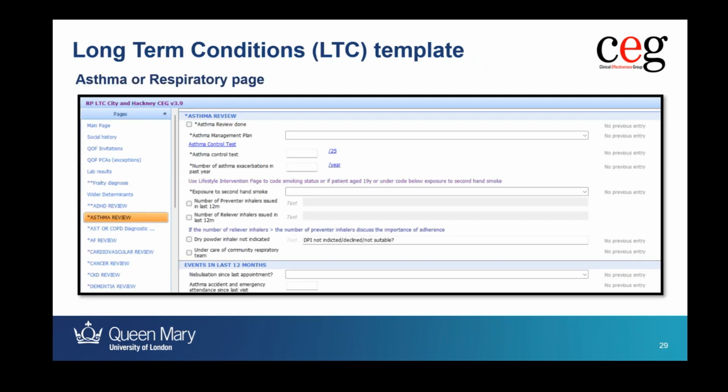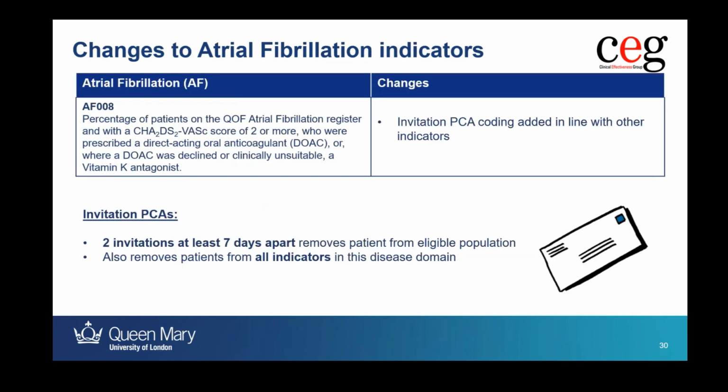Next slide. So here's just a screenshot of the LTC template page for asthma, or the respiratory page. On here, you'll be able to find all of the payment codes that you need to record for the asthma indicators. Currently, a few of the LTC templates are in development, but as soon as we've updated the template, we will let you know. Next slide. So moving on to AF.